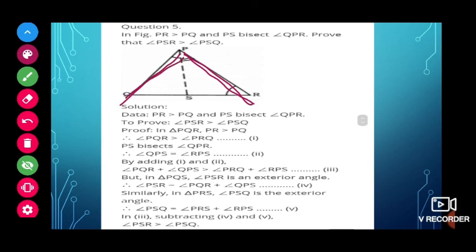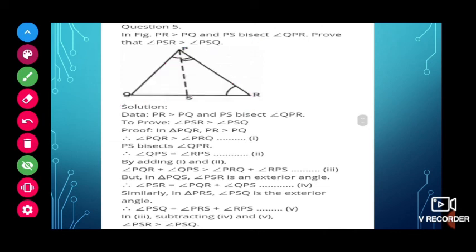Then automatically, children, if we take these two triangles, since it is bisecting, both the sides will be equal. If this is longer than this, then the opposite angles also will be larger. So automatically we can say that angle PSR will be larger than PSQ. That's what they are asking. That's it, children. Just write like that only.